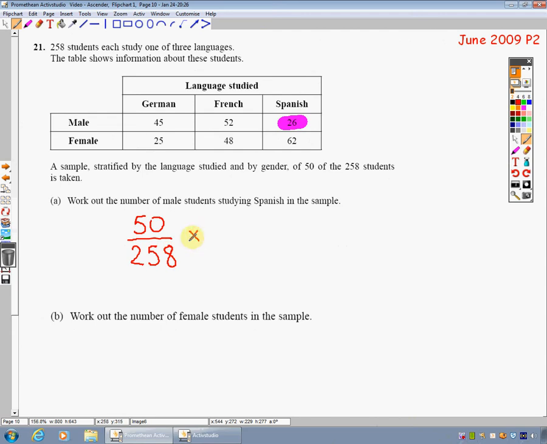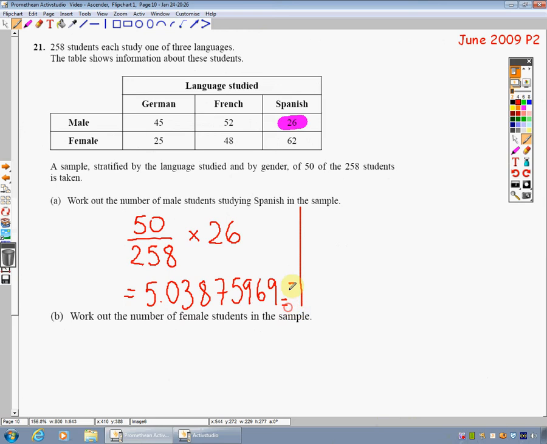That will give us an answer of 5.03875969. That's the first way we can do it. Obviously we can't have 5.0387 male students studying, so you have to round that, and we can round that to 5, so it's 5 students. We draw a line, we're going to do it to one whole number, so that's going to round to 5.